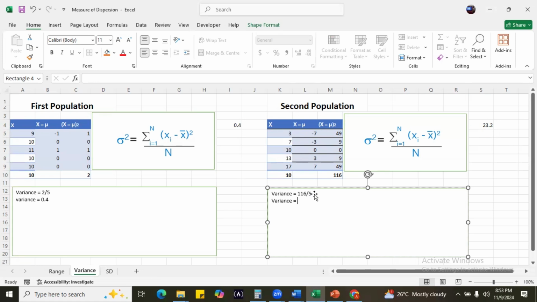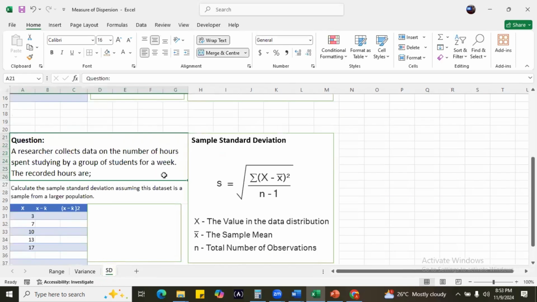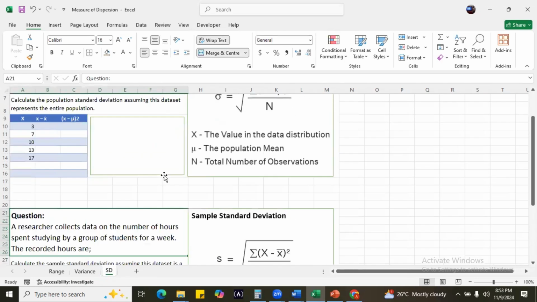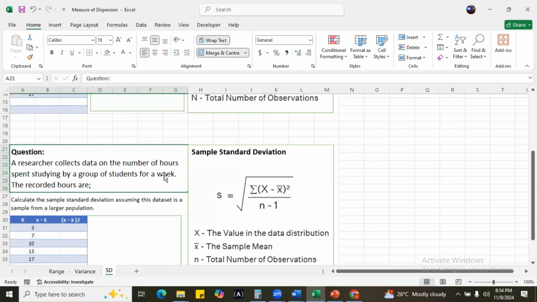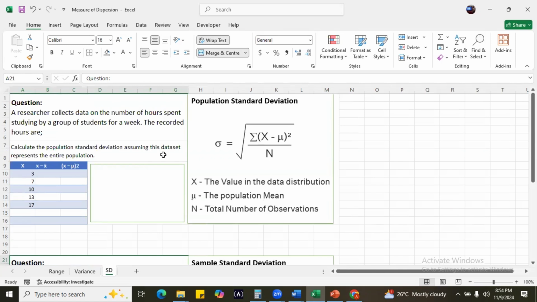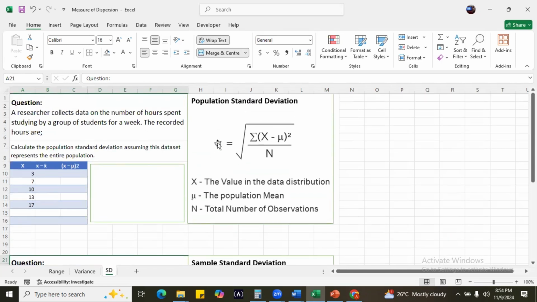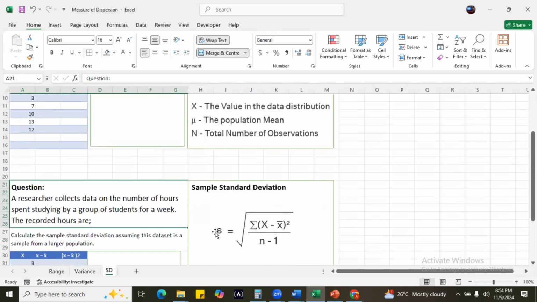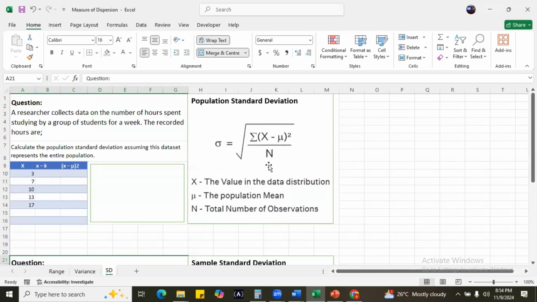So we can see the same number of population, the same mean, but different variance, just as we saw a different range for the same number of population and the same mean. The last but not the least is the standard deviation. Like I mentioned when discussing variance, we have population variance and sample variance, so we have two kinds of standard deviation: the population standard deviation and the sample standard deviation. The population standard deviation is signified by sigma, while the sample standard deviation is signified by S. The second difference is that in the sample standard deviation, we subtract 1 from our sample size, N, whereas in the population standard deviation, we don't do that.